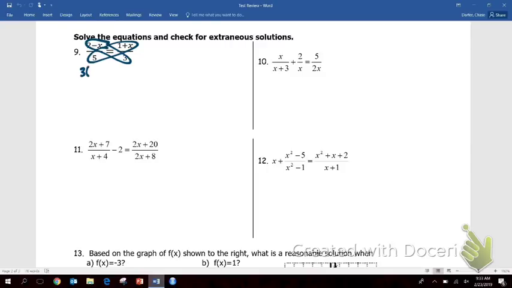So we have 3 times 2 minus x equals 5 times 1 plus x. So cross multiplication, you cross multiply, and then they're equal to each other. So we have 6 minus 3x equals 5 plus 5x. And then we just need to move everything over.